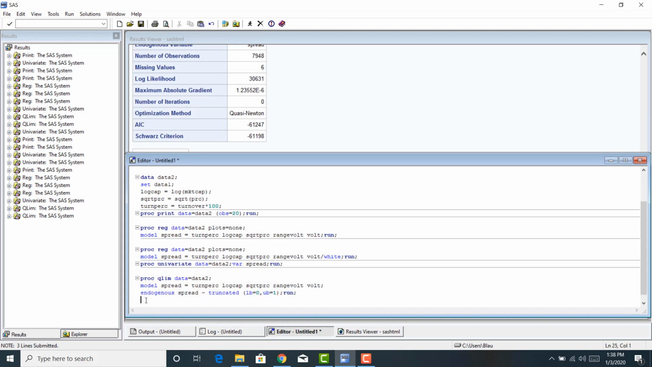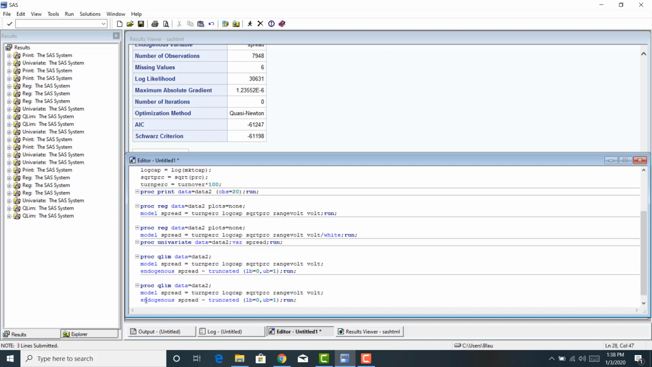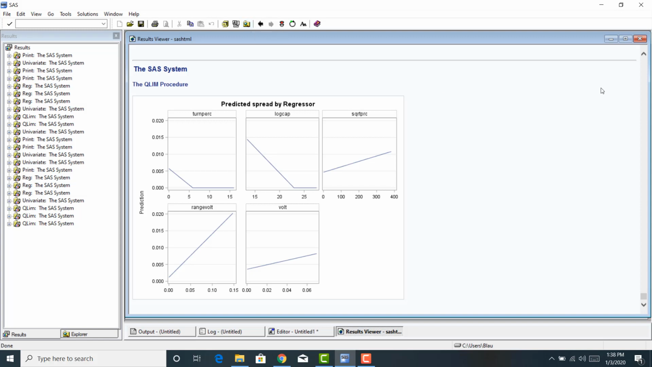Let me copy, Control-C and Control-V, copy paste that. And instead of truncating the variable, I can say that a lot of those bid-ask spreads are close to 0, but it still looks like that variable is continuous and isn't truncated. So I can estimate this censored regression with a lower bound of 0.